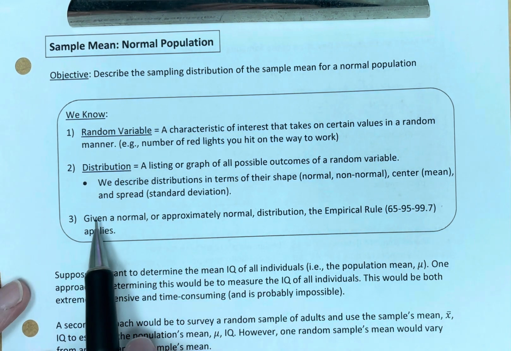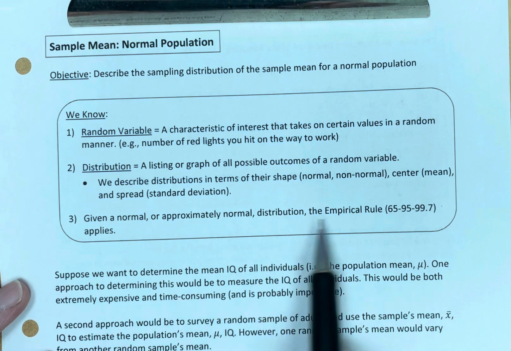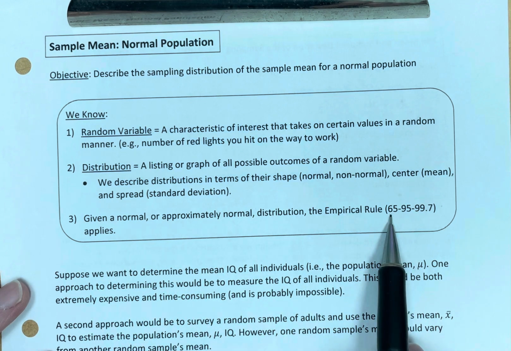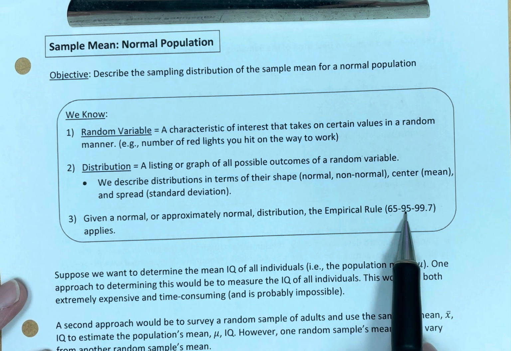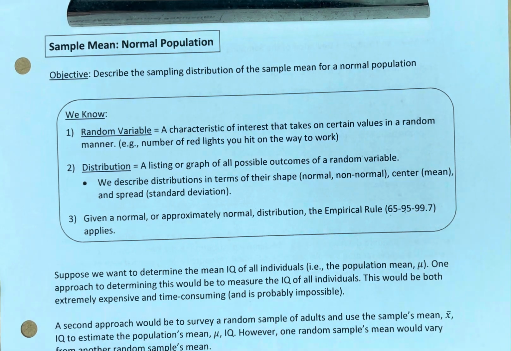Finally, we know that when we have a normal or approximately normal distribution, our empirical rule applies. 68% lies between one standard deviation below and one standard deviation above, 95% between two standard deviations, 99.7% between three standard deviations.